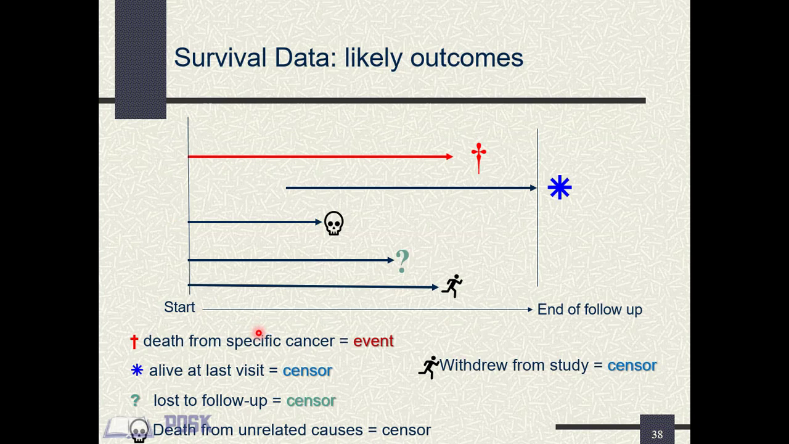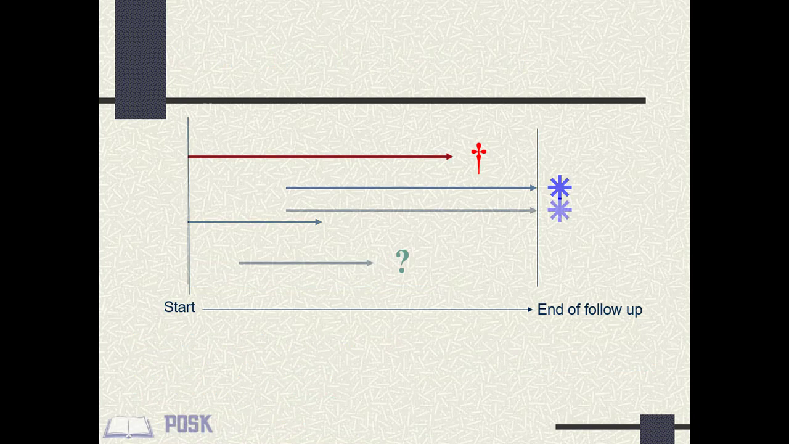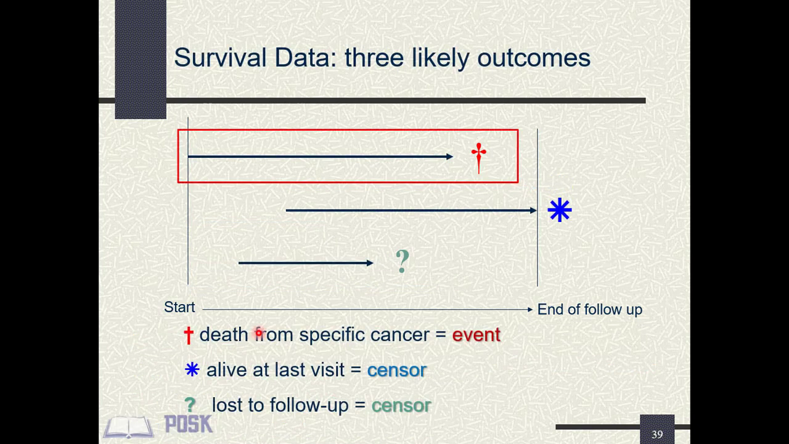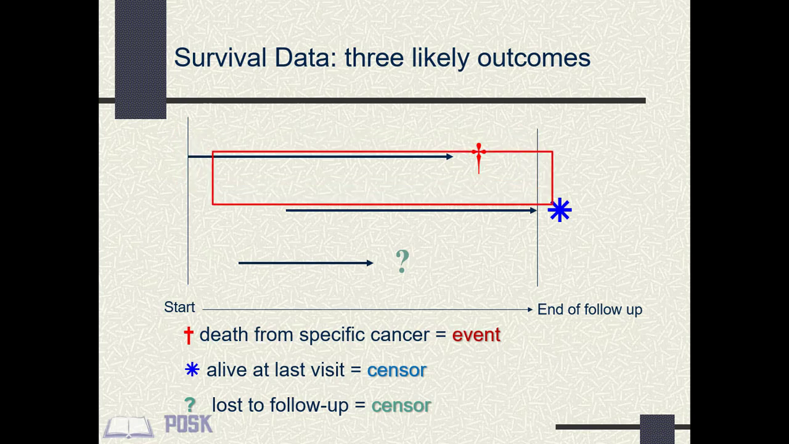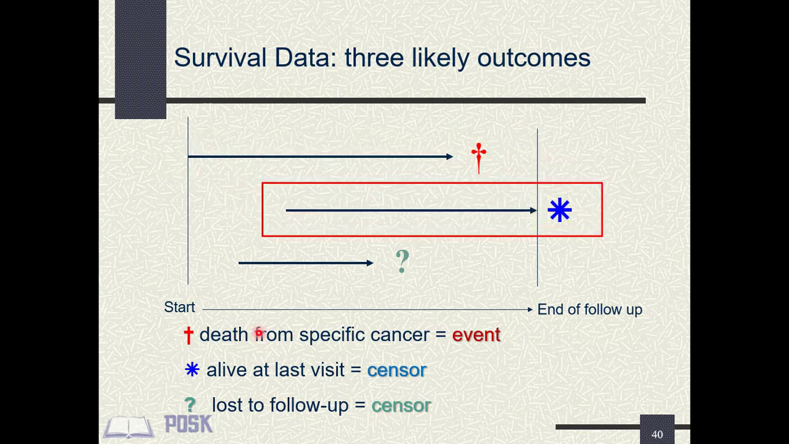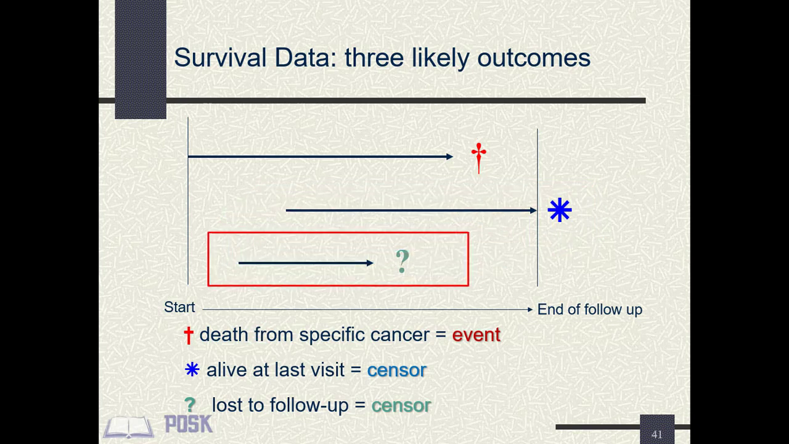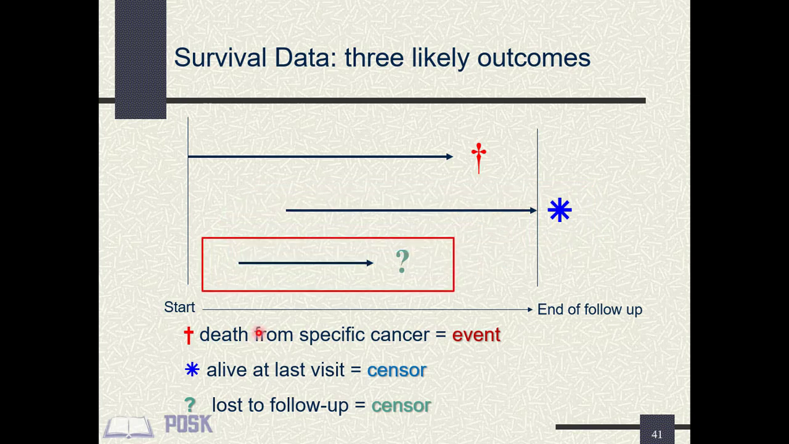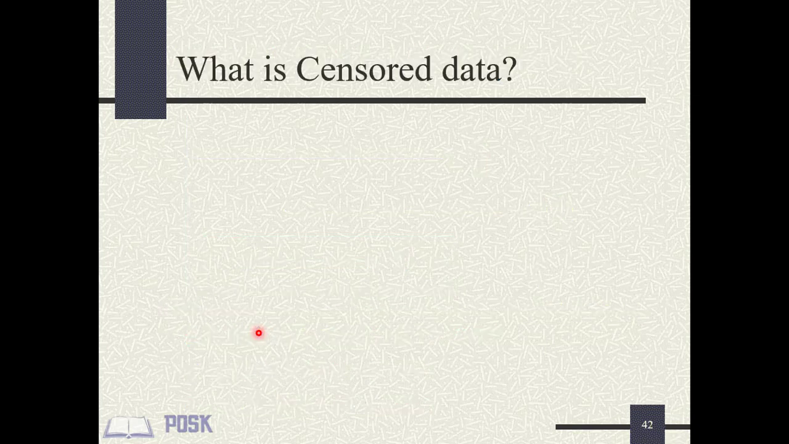In a study where the outcome is death, 3 outcomes are possible. A patient may die from disease, which is the event. The patient can also still be alive at the end of the study, or the patient may not complete the study. The last 2 cases are examples of censored data.